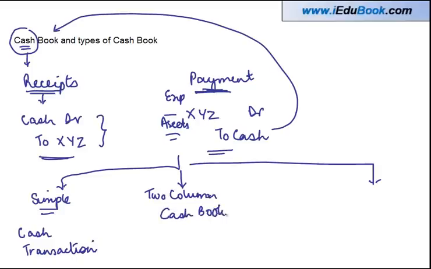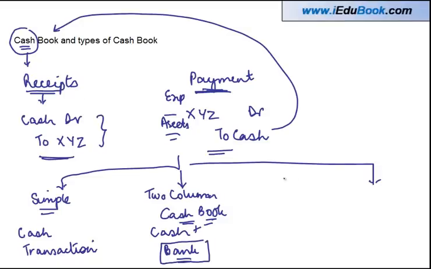It's not difficult to guess what the other column will be. I gave you a hint in the previous video. One is obviously the cash. The second column takes into account the bank transactions, right? So it will have two columns instead of one, and one column will be for cash, the other one will be for bank.